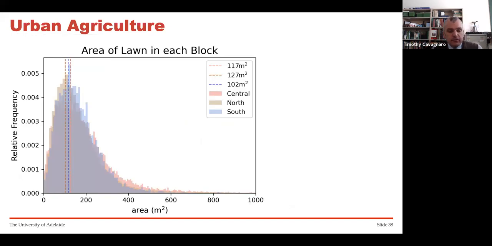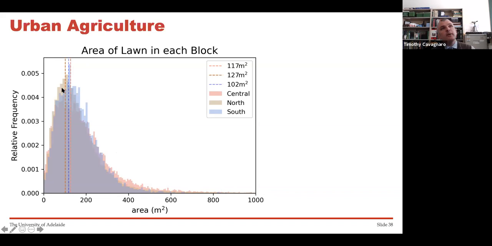What we then were able to do was to work out the area of lawn in each block. So create a frequency distribution looking at the amount of lawn available in each block across our three survey areas, so the central, the north, and the south. And so what the frequency distribution shows you is there are very few properties that have 1,000 square meters of lawn available. There are some with very small amounts of lawn. The median for the three regions falls in at around about 120 meters squared.